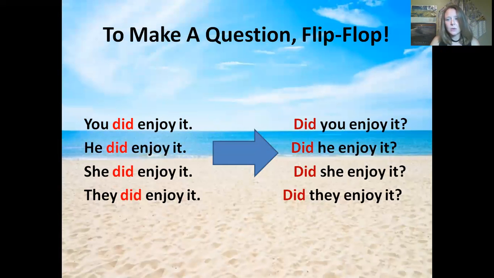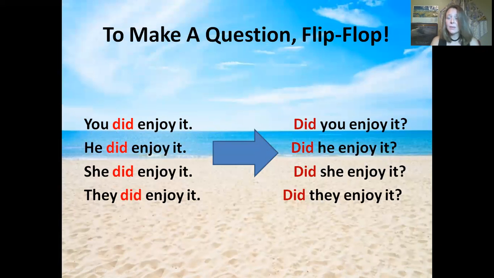Secondly, when you want to ask a question in the English language, you need to flip-flop your word order. Statements, things that end in a period, like you see over here on the left, start with a subject followed by that verb, did. In a question, the did takes the lead and the subject goes second. Did you, did he, did she, did they?